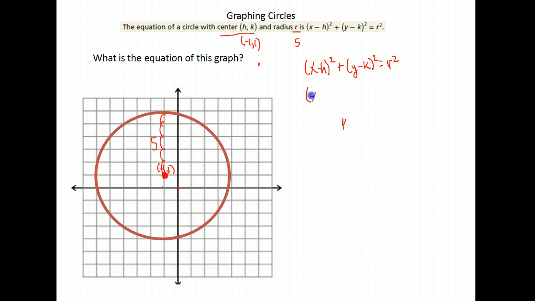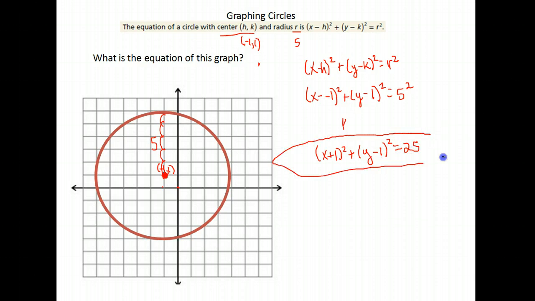Okay, so I have (x minus, the x from my center is -1) squared, plus (y minus, the y from my center was 1) squared, equals the radius of 5 squared. We simplify this, minus a negative is a plus, so we have (x plus 1) squared plus (y minus 1) squared equals 5 times 5, which is 25.